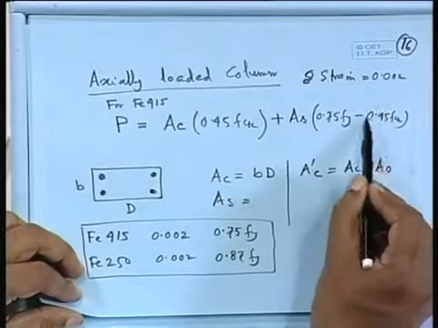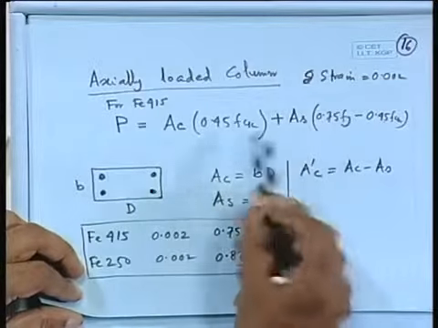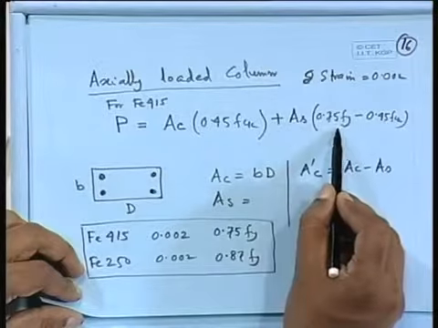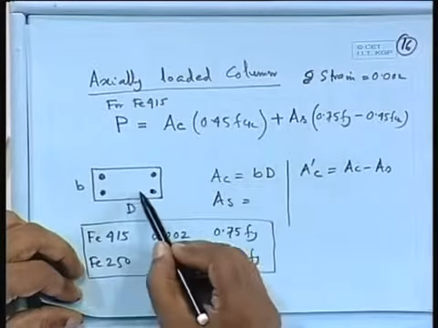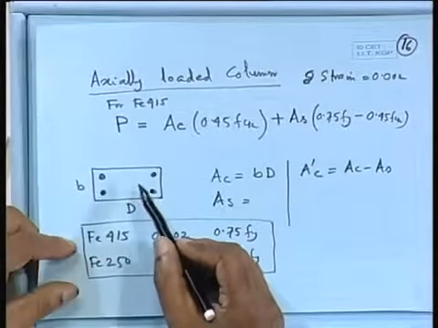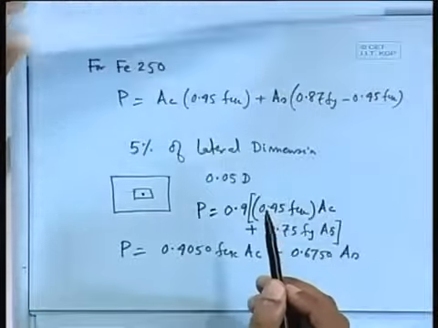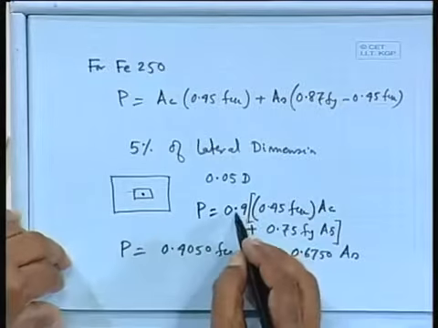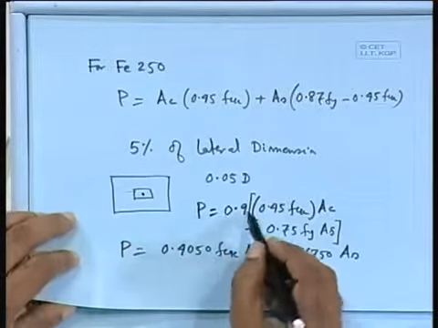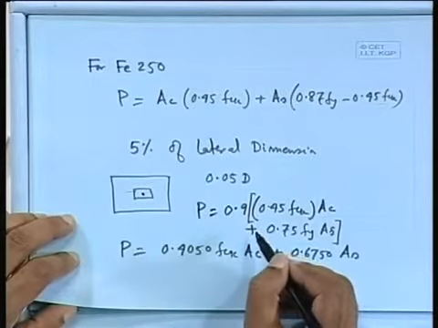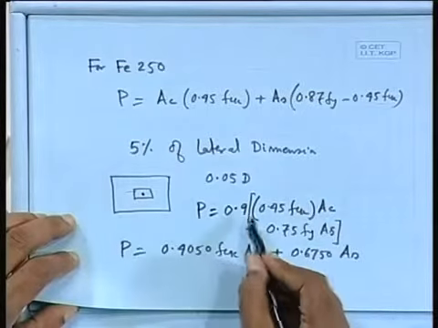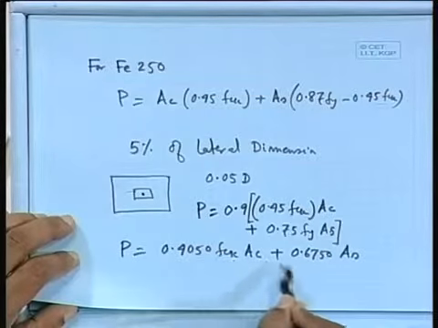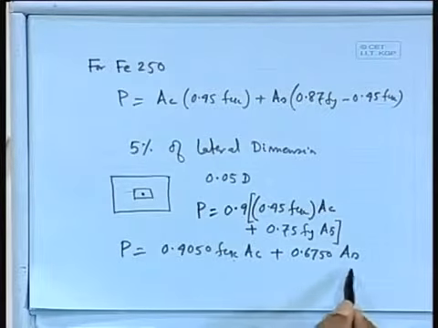So whatever we have done here for this axially loaded column for Fe415, if we ignore this portion, then we get 0.45 fck Ac plus 0.75 fy As. Now, since we shall not be able to construct it without any eccentricity, due to construction also, that's why we are taking that maximum allowable load. Let us take 90% of that. So we are getting 0.4050 fck Ac plus 0.6750 As.